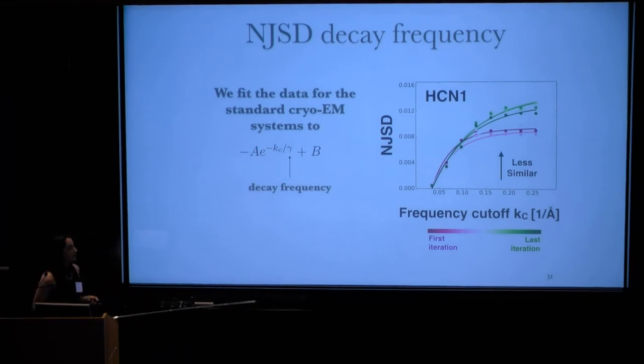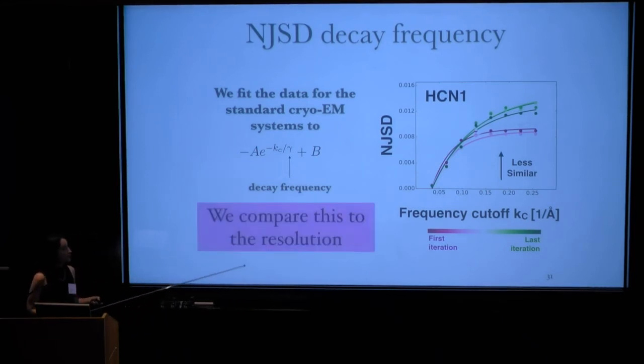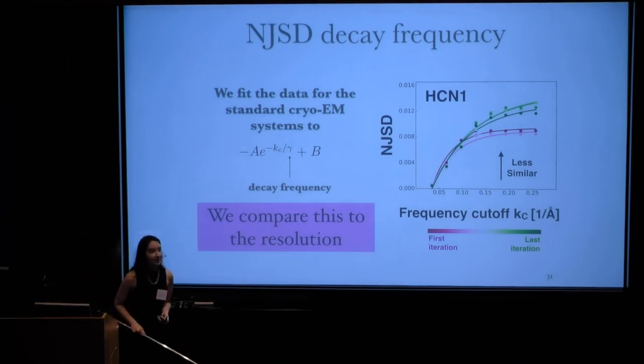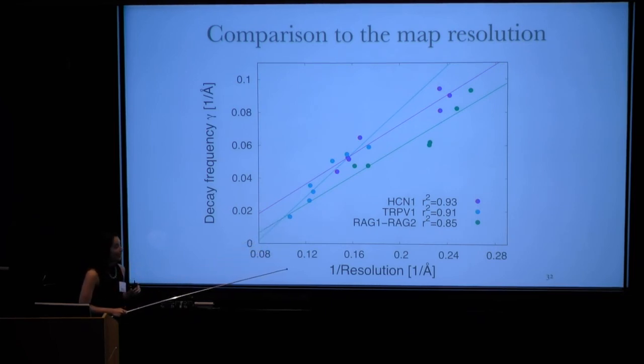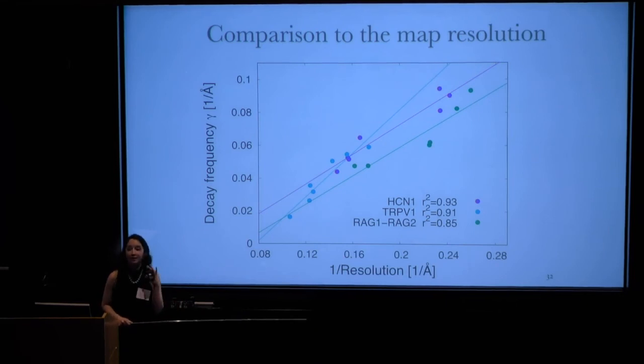And so what we did was we compared this to the map resolution obtained in the standard way using the gold standard. And so here, what I'm graphing is, this 1 point represents one iteration. So the value on the x-axis is 1 over the resolution obtained with the Fourier shell correlation and the 0.143 threshold. And here on the y-axis, what I'm graphing is this new decay frequency that I used to fit the data from the control set.